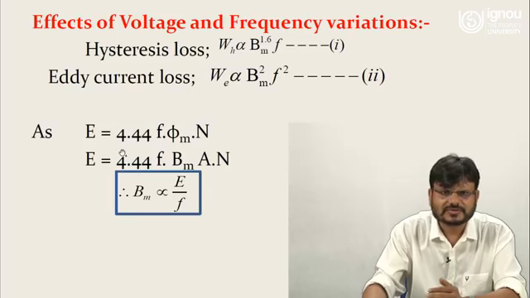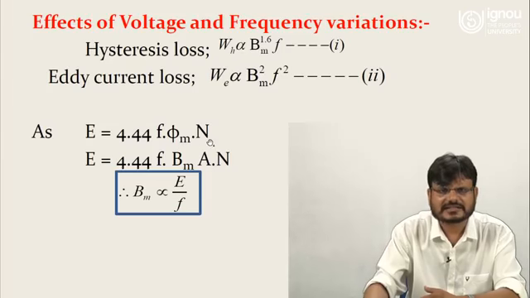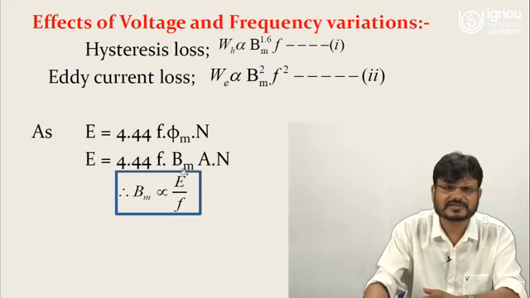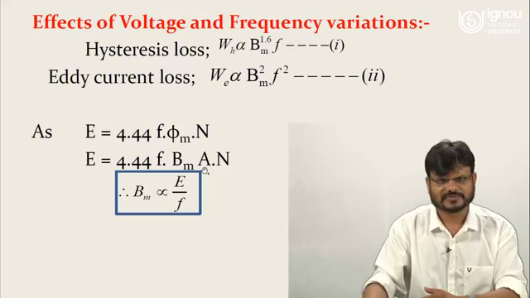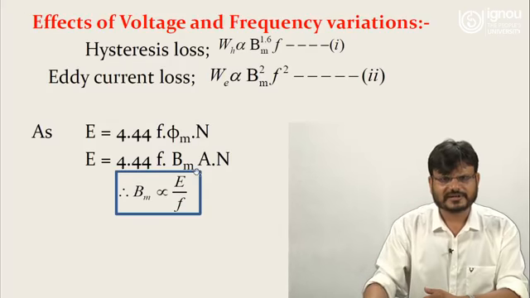As you know, the EMF equation of the transformer is E equal to 4.44 f phi m N, where f is the frequency, phi m is the maximum flux, and N is the number of turns. This phi m can be replaced by Bm into A, where Bm is the maximum flux density and A is the area of the core. So here you can find the generalized formula.